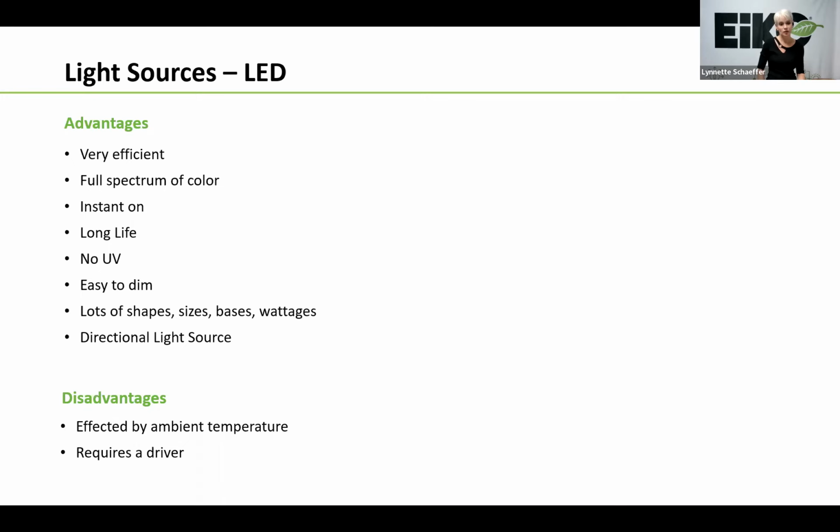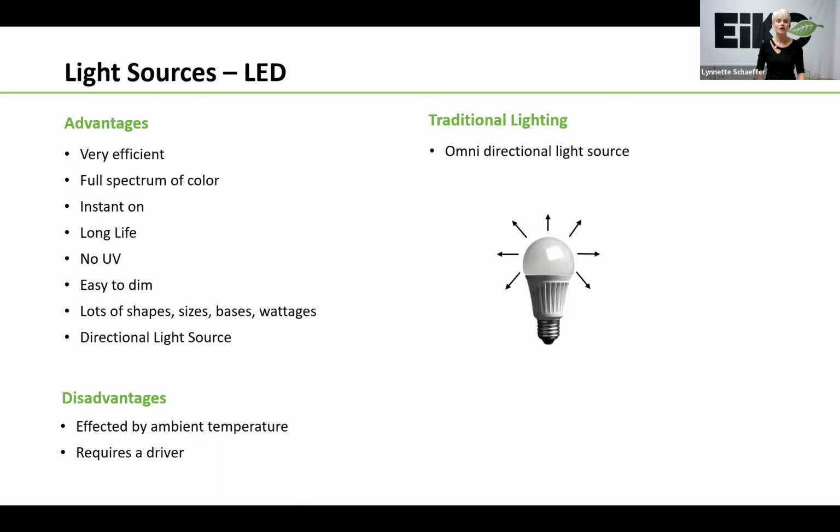So going back to LEDs being a directional light source, why is this so important? Well, it's because traditional light sources are an omnidirectional light source where you have light coming out in all directions. And this is true whether it's an incandescent, a fluorescent, or an HID, you have light coming all the way out of that lamp or light source. Going back to LEDs being a directional light source, you don't have the same sort of situation going on.